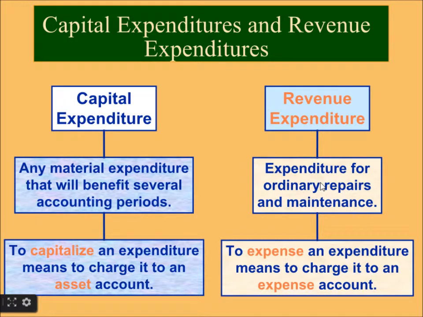Revenue expenditure. Revenue expenditure for ordinary repairs and maintenance. To expense an expenditure means to charge it to the expense account. So for capitalizing an expenditure, we have to charge it to the asset account, and for revenue expenditure, we have to charge it to the expense account.